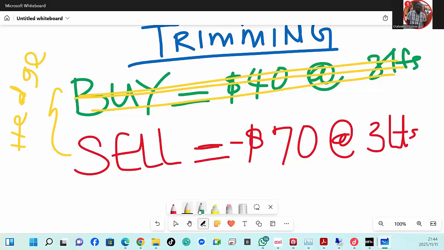Now, what do we do? If we divide 70 by 3, what will it give us? We want to divide amount by the lot size. If you divide 70 by 3, anybody in the house? Yes. 23.333. Now, how many 23.333 can we see in 40? One. Thank you very much, sir.